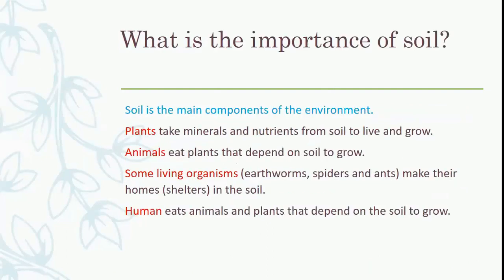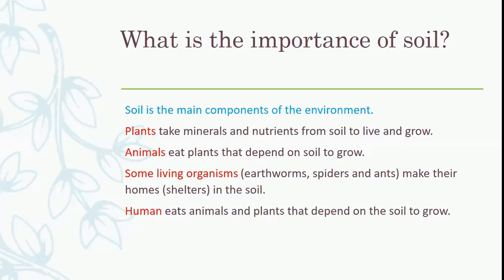What is the importance of soil? Soil is the main component of the environment. What is the importance of soil for plants, for animals, for other living organisms, for humans? Number one, the importance of soil for plants. Plants take minerals and nutrients from the soil to live and grow.